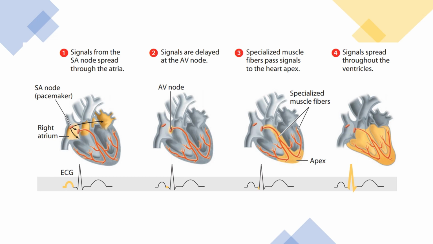So signals from the sinoatrial node will spread through the atria, making them contract in unison, and then the signals will be delayed at the AV node. The electrical signals are carried by the muscle fibers to the AV node, where the signal will be delayed so that the atria can empty its contents and pump all the blood into the ventricles. Then the specialized muscle fibers will pass the signals to the ventricles, or to the heart apex, which is basically located on the left side of the heart. Signals will spread throughout the ventricles, making them contract, and finally the blood will be pumped out of the heart to the rest of the body.